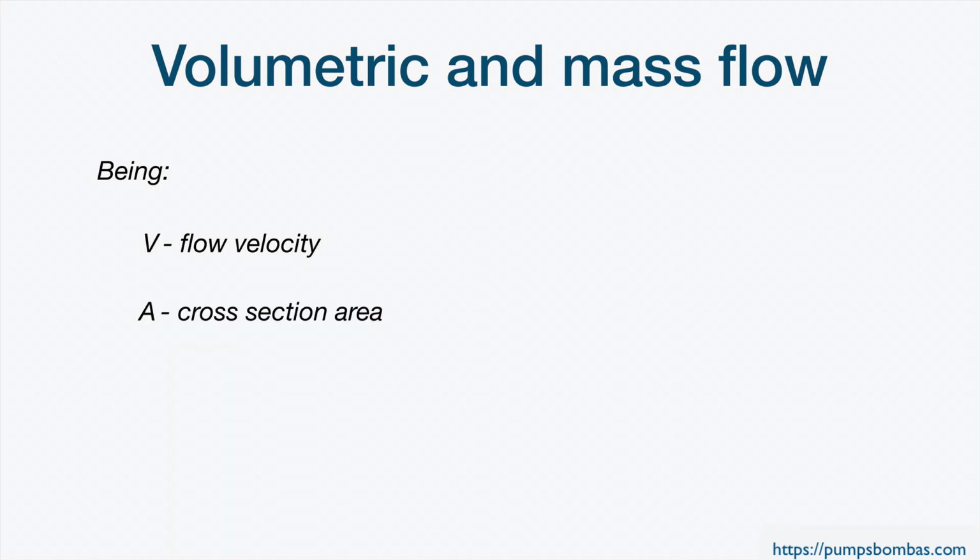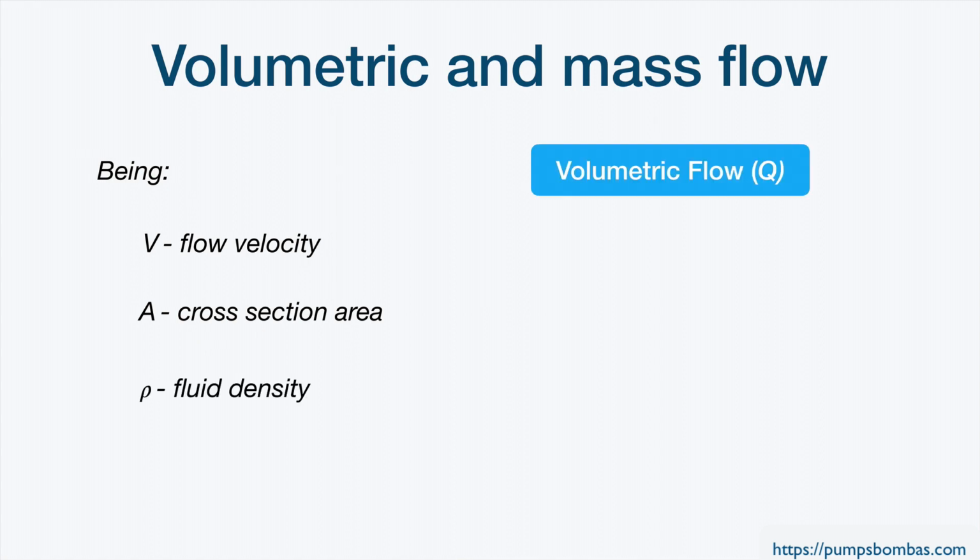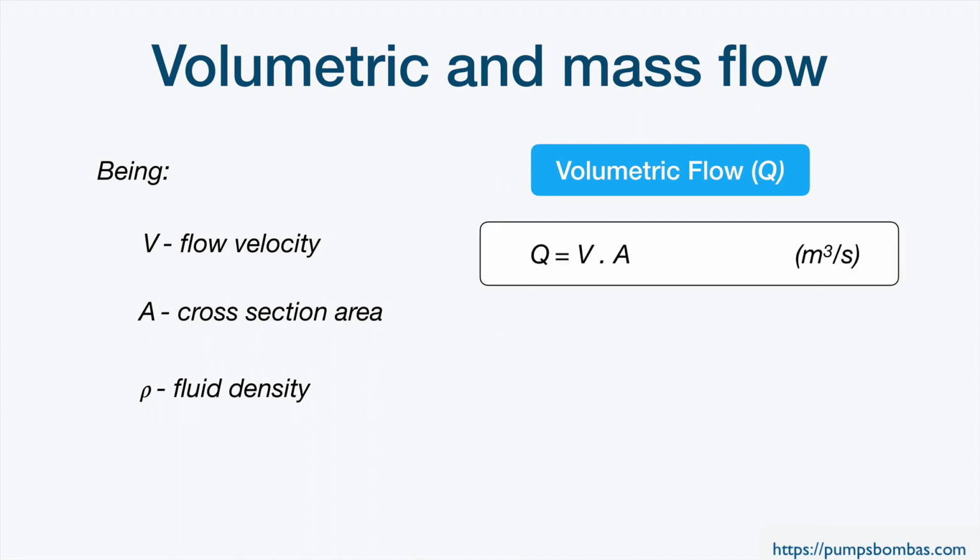Volumetric and mass flow. Let's recall these concepts. We will define a flow velocity inside a pipe. A is the cross-section area, and rho is the fluid density. How is the volumetric flow Q defined? It is equal to the multiplication of velocity by the area. This is the way in which we calculate the flow rate, or the volumetric flow Q. Dimensions are volume divided by time.